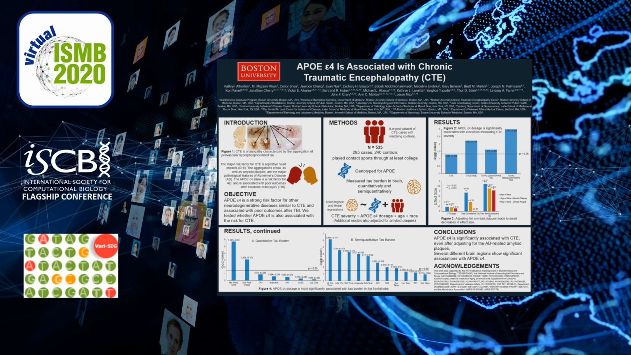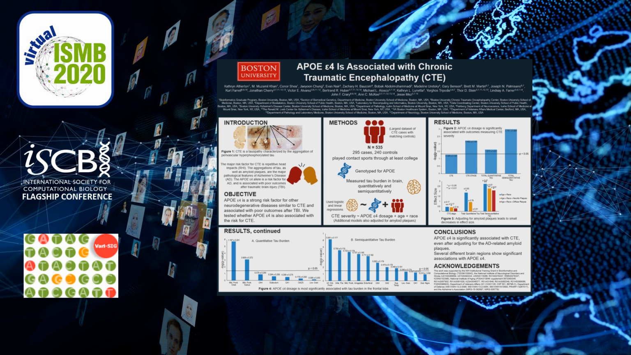Today, I'm going to be talking about my group's work entitled APOE E4 is Associated with Chronic Traumatic Encephalopathy, or CTE. CTE is a neurodegenerative disease defined by deposition of perivascular hyperphosphorylated tau, or p-tau, in the sulci of the brain. You can see the stained perivascular p-tau lesions in multiple brain slices in Figure 1.